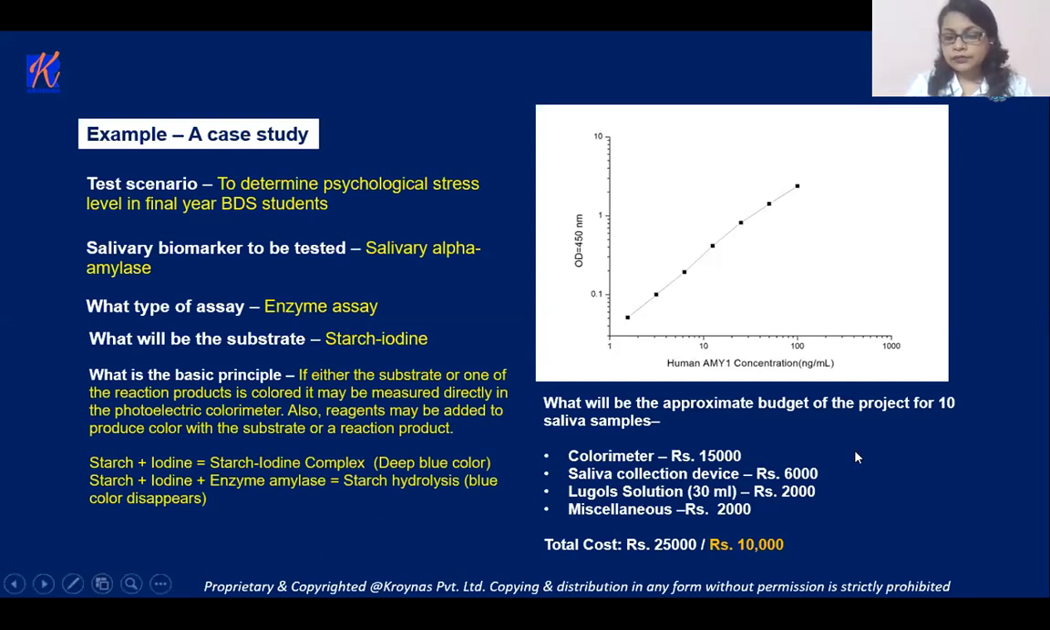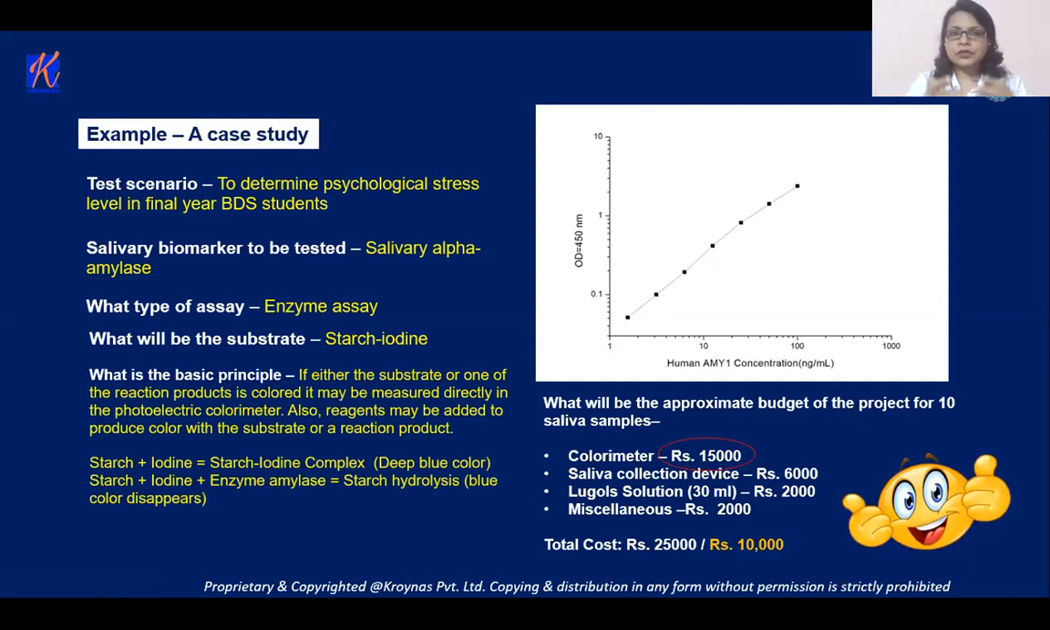All right. But consider one thing: if the spectrophotometer is already lying in your institution, I'm telling this particularly for academicians here, you're not investing in an instrument. Then your cost comes down to rupees 10,000 or lesser, because here I have taken the prices on the higher end. So you can do a wonderful piece of research.